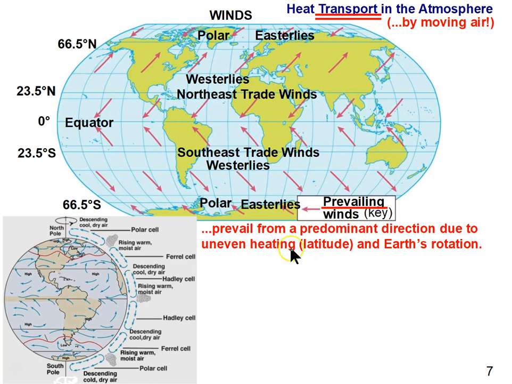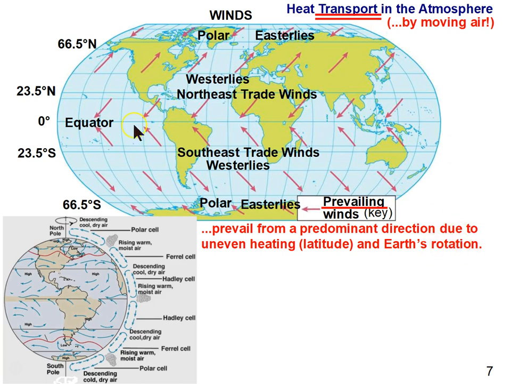And it's due to uneven heating of the Earth. The prevailing wind directions that we see in this diagram are the result of uneven heating. And so that's what we were just looking at on previous slides, how the equator absorbs more energy and therefore it's hotter in the tropics. And that produces, in part, the wind direction, along with the rotation of the Earth.